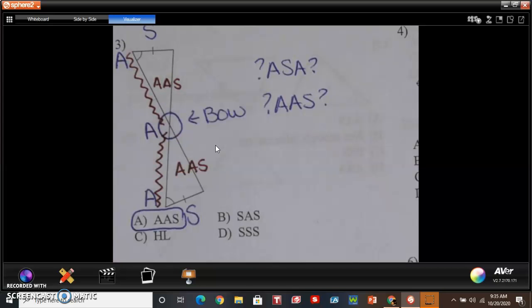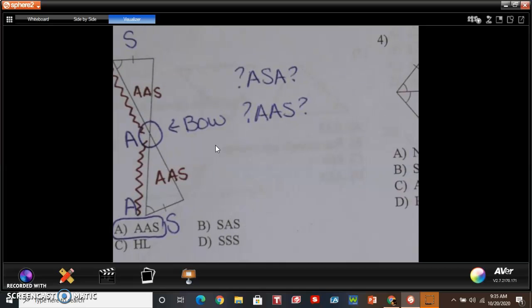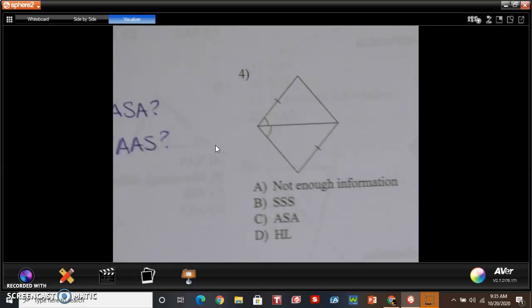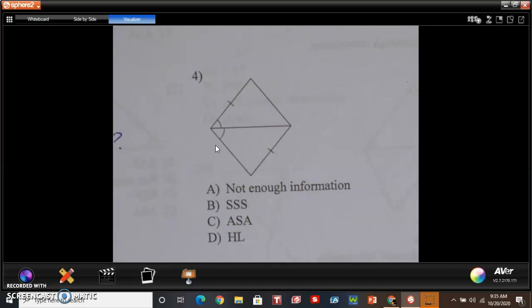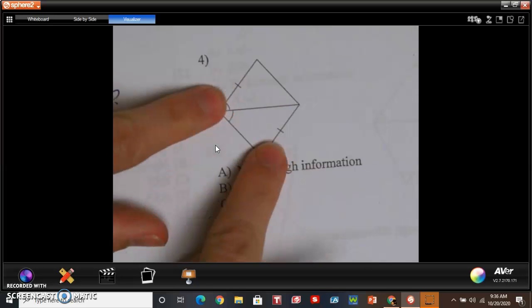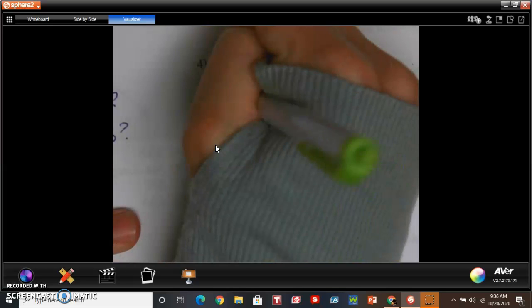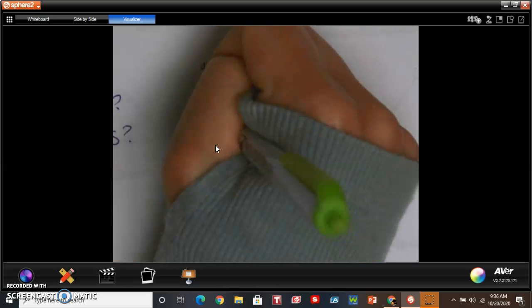All right, let's look at number 4. Let's see what we notice. 1 dash mark sides, I'm going to label them as S. 1 arcs, those are angles. And we have a shared side, so I'm going to label that as S.